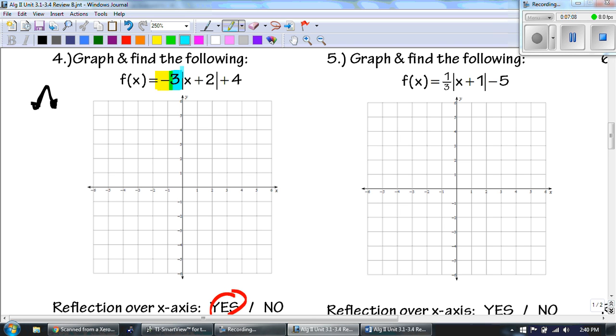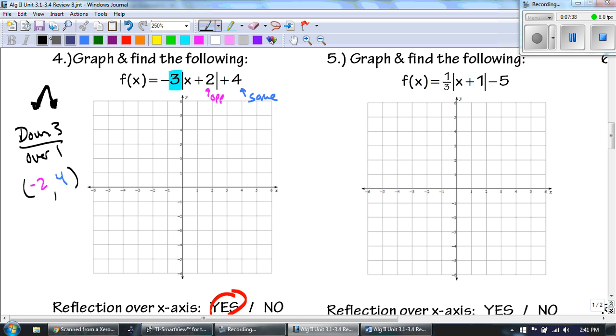So that's where I take a look at that 3. What that 3 is telling me is that I have to go down 3 over 1. Okay, and the last thing we need to know is, what is our vertex? I take the opposite of 2, which is negative 2, and then the 4 stays the same.